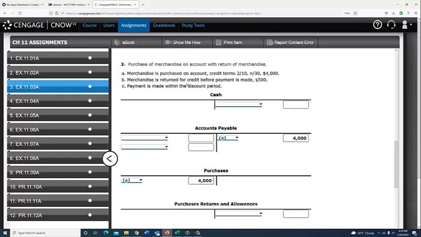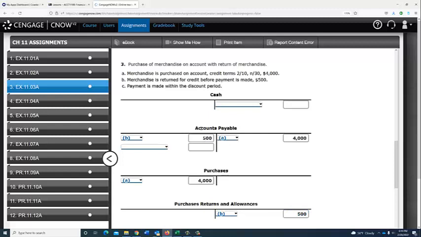Merchandise is returned for a credit before payment of $500. Okay, we have a purchase return and/or allowance here. So this is a purchase return, so I would really just turn this purchase entry upside down. Since accounts payable was credited for the purchase, I'm going to debit accounts payable for the amount of the return. And then instead of crediting purchases, I'm going to credit purchase returns and allowances.